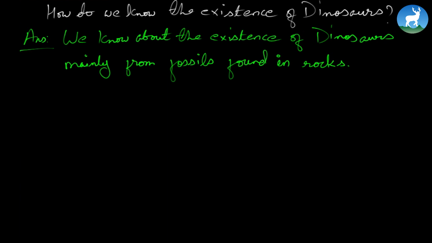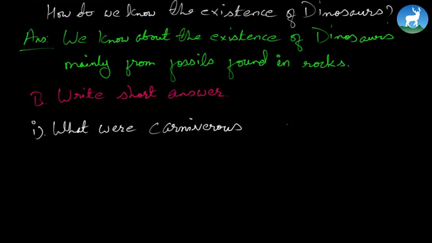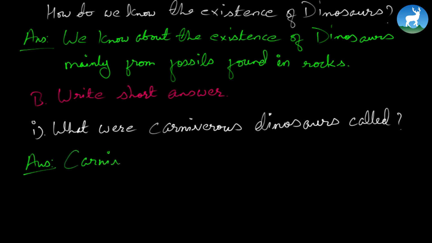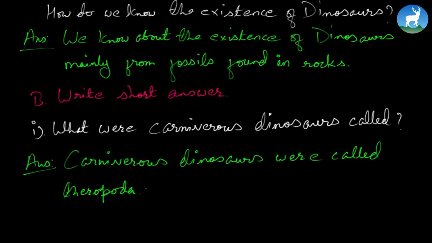Remember, the answers lie right in the passage. All you have to do is read and figure out the answers. Okay, let's continue with the exercise now. It says number B, write a short answer. What were carnivorous dinosaurs called? Carnivorous meaning flesh-eating dinosaurs. So what are carnivorous dinosaurs called? Carnivorous dinosaurs were called theropoda.